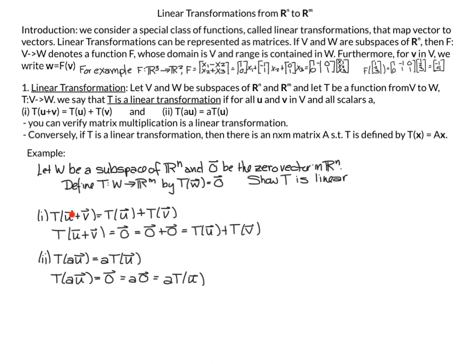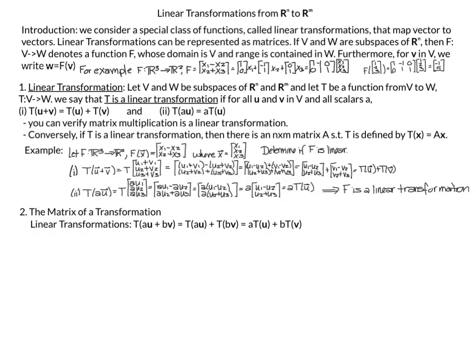So the first condition holds. The second one, we plug in our scalar times U into our transformation T, and we get 0. But that's just equal to a times the 0 vector, a being a scalar, which is equal to a times T of U. So the second condition also holds, and we've shown that T is linear.